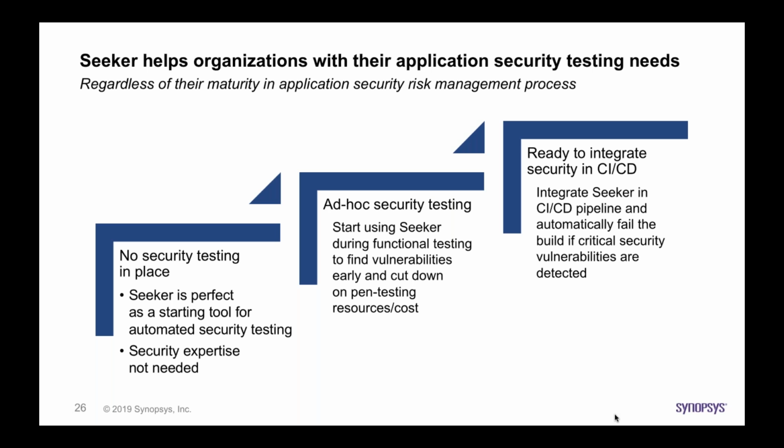Similarly, if you don't have an automated security testing process in place, you can use Seeker to perform security testing during your functional testing phase, and that will help you cut down your pen testing resources and pen testing time and help you achieve better security posture through continuous security testing or a more frequent security testing process.